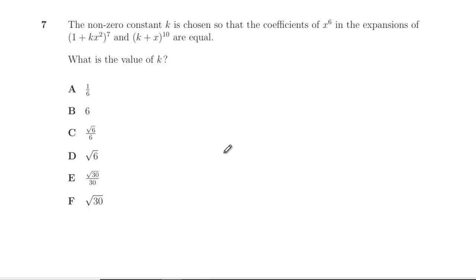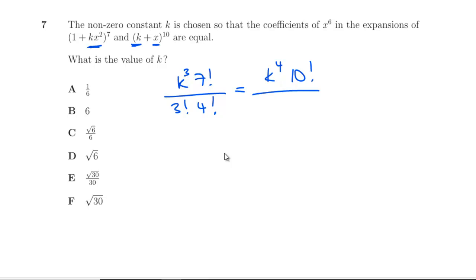Question 7: a non-zero constant k is chosen so the coefficients of x to the 6 in the expansions of that and that are equal to each other. Okay, so x to the 6, we're going to have 3 here, so we're going to have a k cubed, and then a 7 factorial over 3 factorial, 4 factorial. And that's going to be equal to, we'll have 6 there, we'll have 4 there, so we'll have k to the 4, and then a 10 factorial over 4 factorial, 6 factorial.